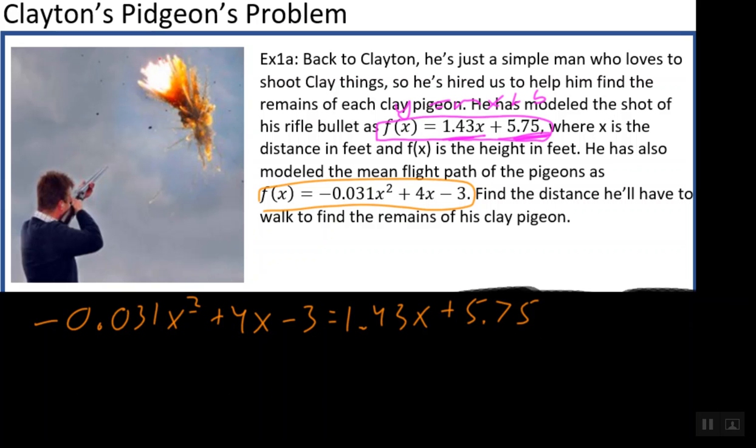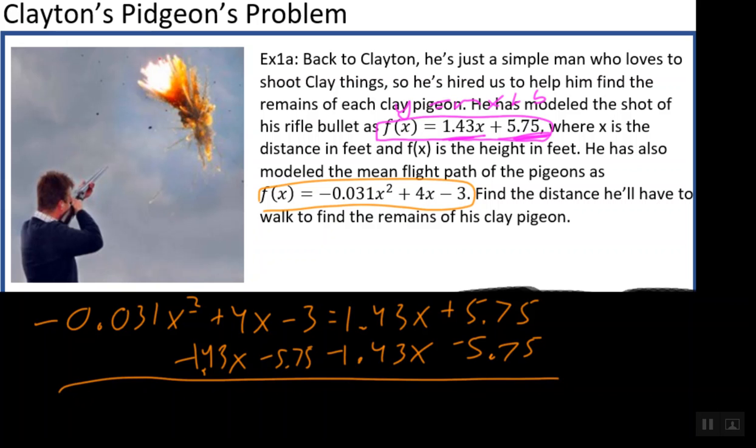Now notice, since it's quadratic, we're going to have to move everything to one side and set this equal to 0. The opposite of positive 1.43x is negative 1.43x, and the opposite of positive 5.75 is negative 5.75. So I'm simply going to move those things over, minus 1.43x and minus 5.75. Sorry, these decimals make it a little bit cramped, but that zeroes out, and our right side will equal 0. Now over here on the left, we have negative 0.031x squared. And let me just get my handy dandy calculator, because this won't work out as nicely as we would like.